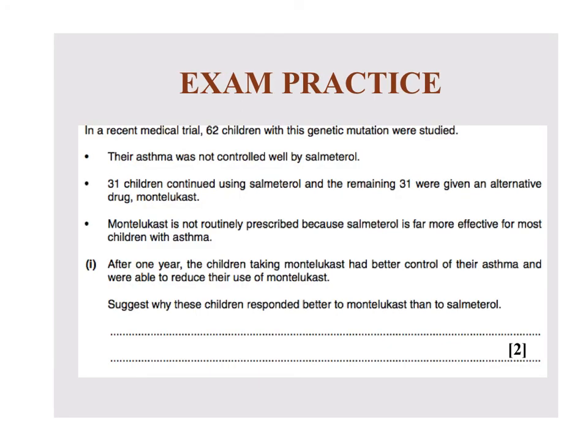In a recent medical trial, 62 children with this genetic mutation, I'm going to assume something about asthma, were studied. Their asthma was not controlled well by salmeterol. 31 children continued using salmeterol, and the remaining 31 were given an alternative drug, montelukast. Montelukast is not routinely prescribed because salmeterol is far more effective for most children with asthma. After 1 year, the children taking montelukast had better control of their asthma and were able to reduce their use of salmeterol. Suggest why these children responded better to montelukast than salmeterol. So you can pause, it's 2 minutes. Suggest, so give reasons using your knowledge.